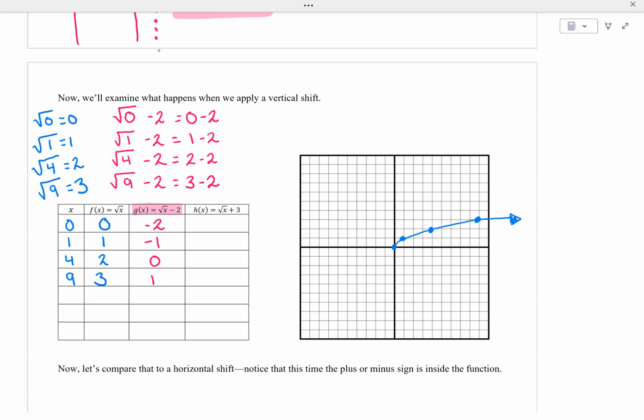So here we go. 0, we are at a negative 2. 1, we're at a negative 1. 4, we're at 0. And 9, we're at 1. So notice what happens to our graph. Okay, we went down 2 units. And notice the placement of that negative 2. It is on the outside. So it did exactly what we thought it was going to do. It went down.